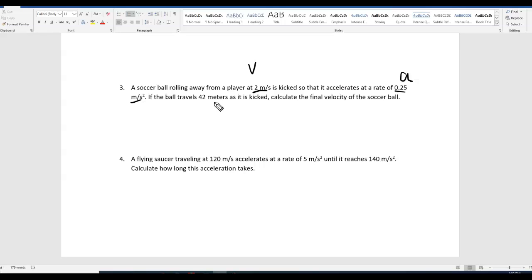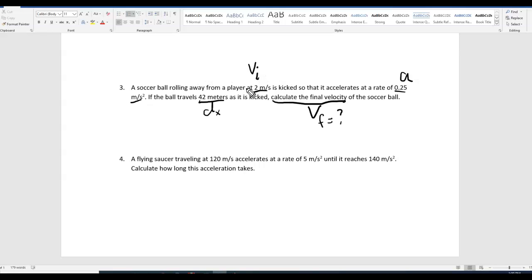If the ball travels 42 meters, what has units of meters? It's got to be displacement. So I'm going to label that dx for displacement. Now the question says calculate the final velocity of the ball. Okay, so my unknown is going to be v final. That means this other velocity that I labeled has to be v initial.